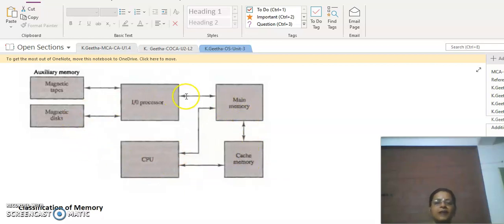So this is the access mechanism which is followed by the CPU. Every time it will look into the cache memory for data. If it is available, it will use it. Otherwise, it will refer to the main memory. If it is there in the main memory, it will use it. If it is not there in the main memory, it has to be brought from the secondary memory to the main memory with the help of the IO processor.